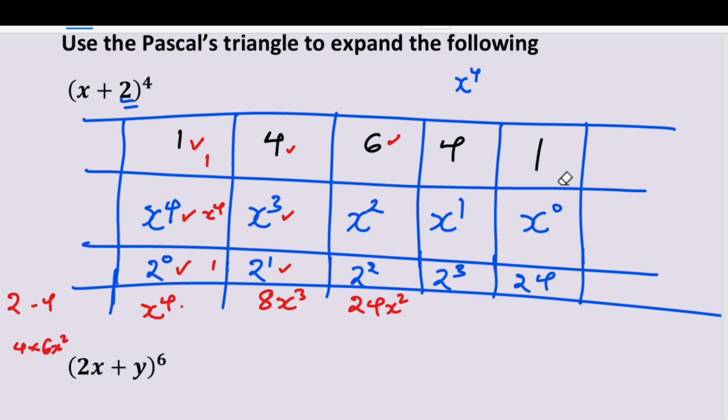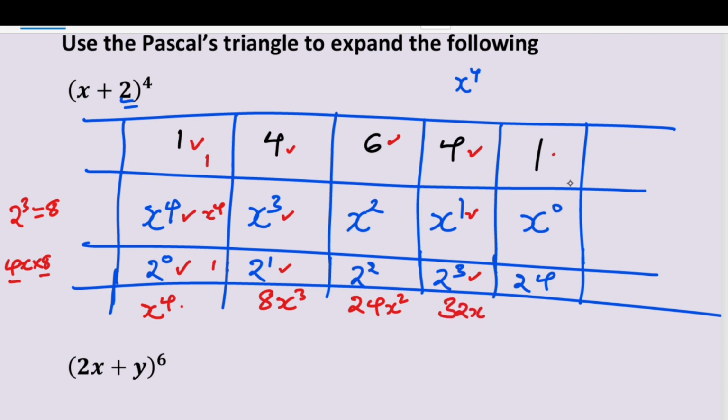The next is when the coefficient is 4. 4 times x raised to power 1 is x, and then times 2 raised to power 3. And 2 raised to power 3 is 8. So it's like saying 4x times 8. 4 times 8 is 32x.